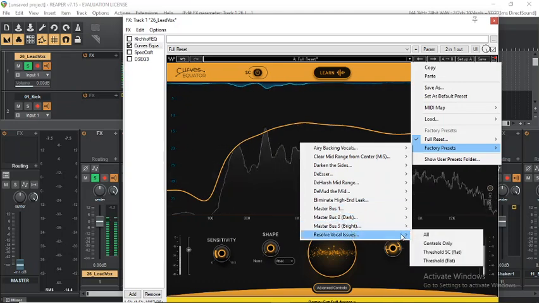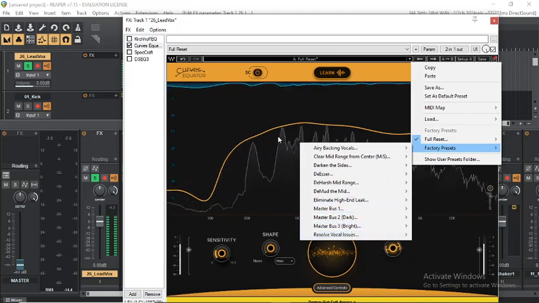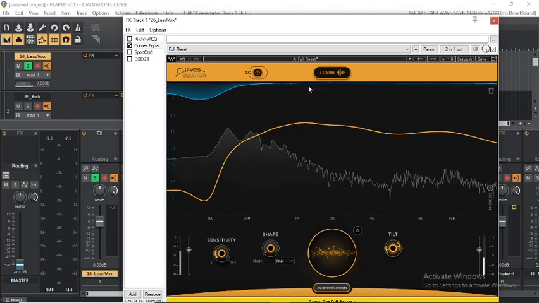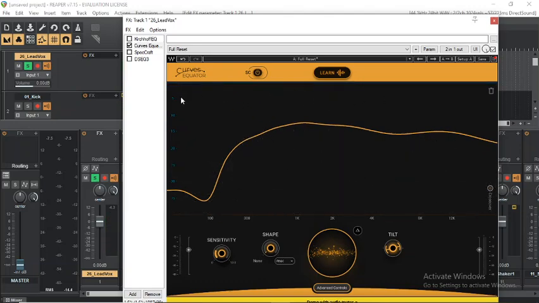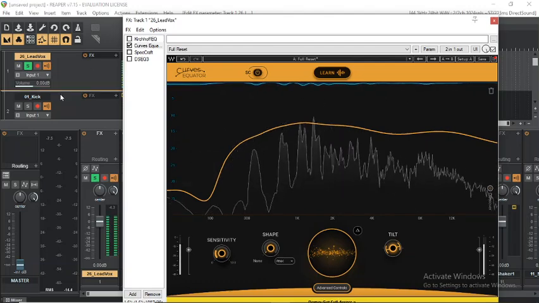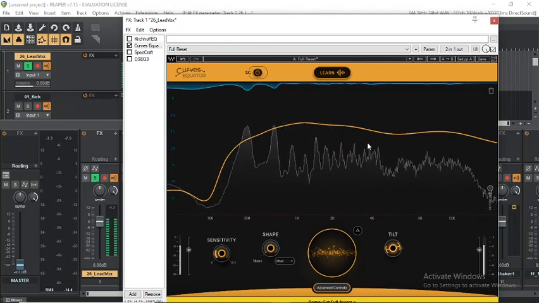Resolve vocal issues. This is mainly for vocals, yes, but you could use it for guitars. I recommend it for guitars, violins, because that's where you get the resonances from. Even drums. Well, every instrument will have it. So you can use it for that. And if you want it smoothed out, you can do that.